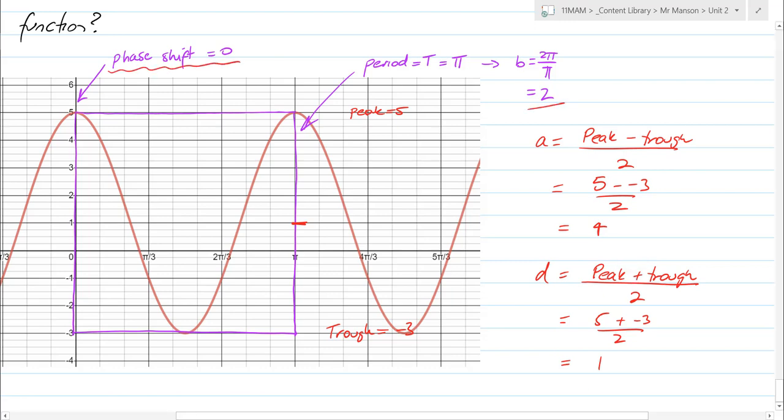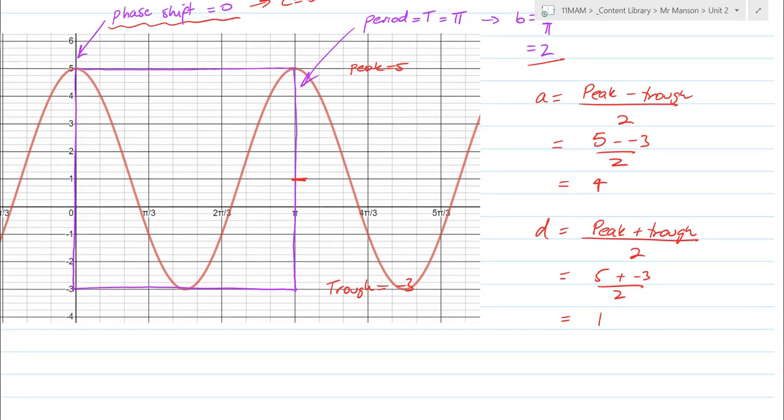My phase shift is 0, which implies that my C value is 0, and that means my function is y equals 4, which is my A. Cos was what I decided to use, not 4. I was thinking 2, and I wrote 4. 2x plus 1. Now, I don't have a C value, so I don't have to put that in there, which means I don't need to employ brackets inside my function, but you can. There's no harm. If you're not sure, go with brackets.